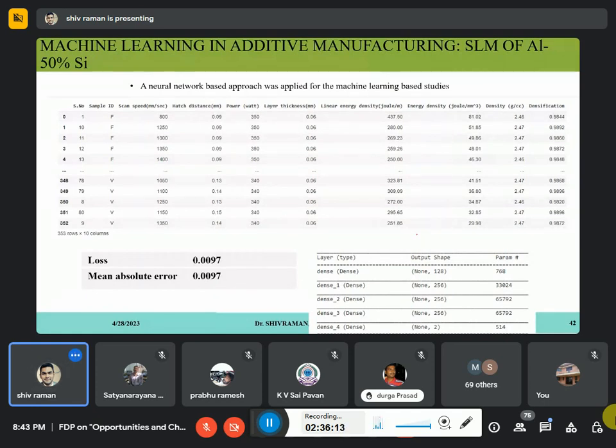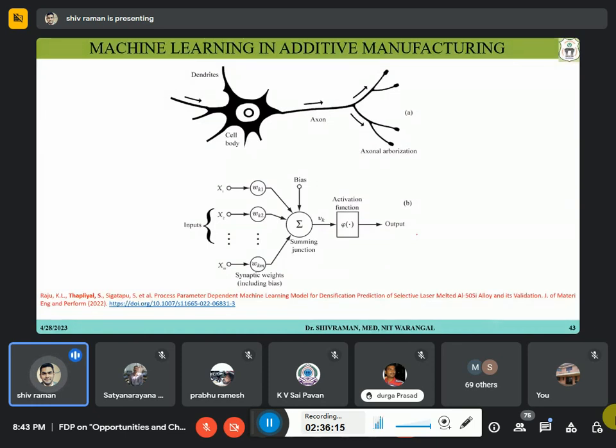And so this is a slight understanding of your neural network. It is believed that the information in the human brain is carried through the neuron.